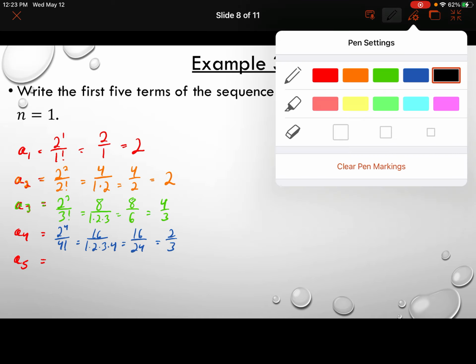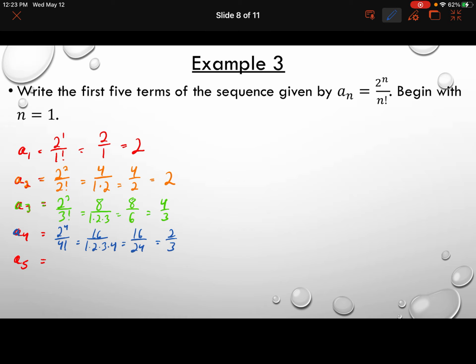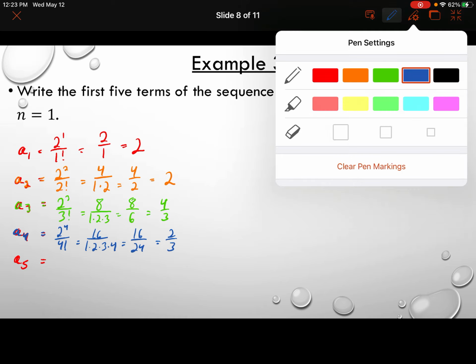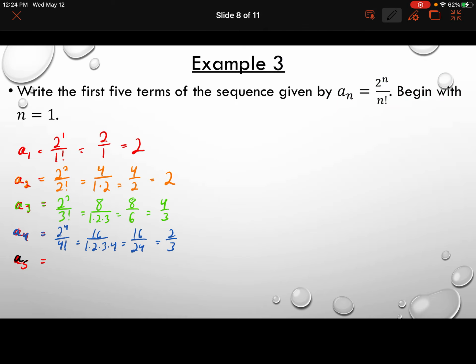And then the last one would be the 5th term. So 2 to the 5th power over 5 factorial. So once again, 2 to the 5th would be 32, 2 times 2 times 2 times 2 times 2. And 5 factorial would be the product of all integers from 1 to 5. So 32 over 120.